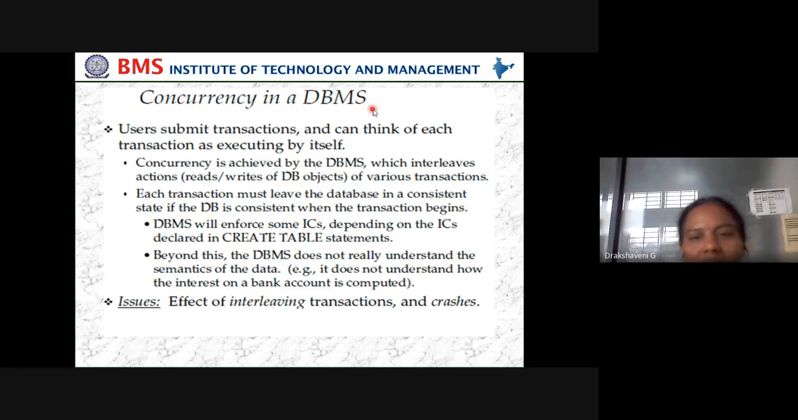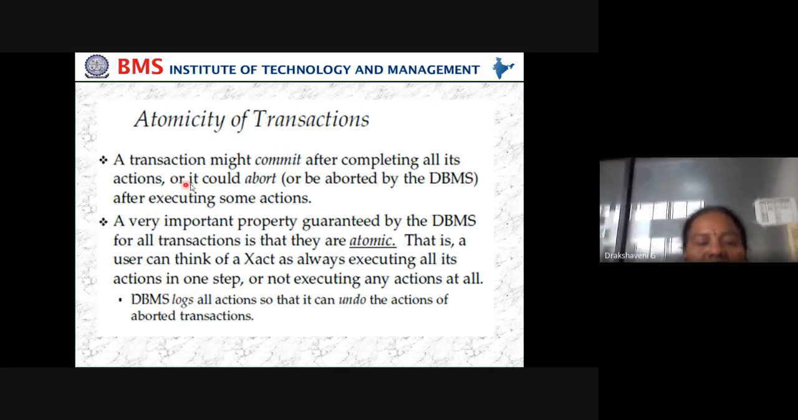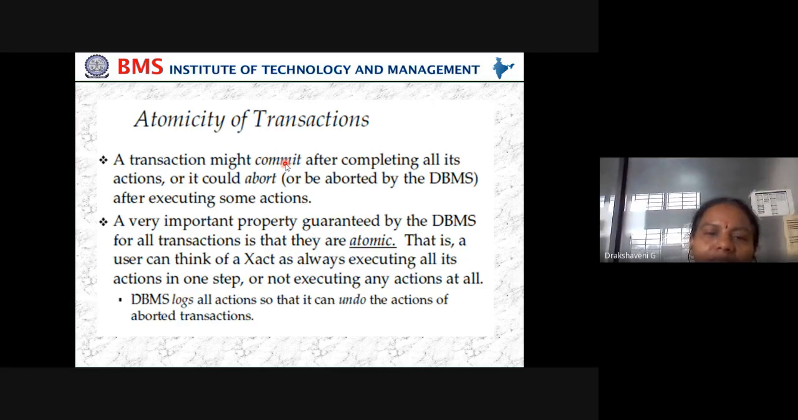Then concurrency in the DBMS. Then atomicity of the transaction. A transaction might commit after completing all its actions, or it could abort, or be aborted by the DBMS after executing some actions. That is atomicity.